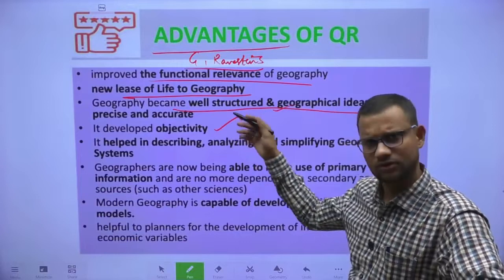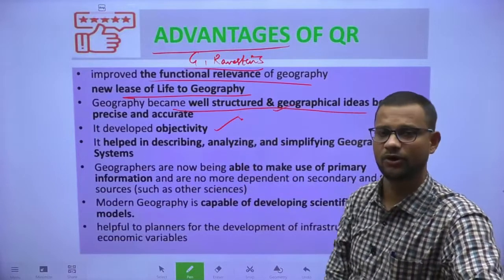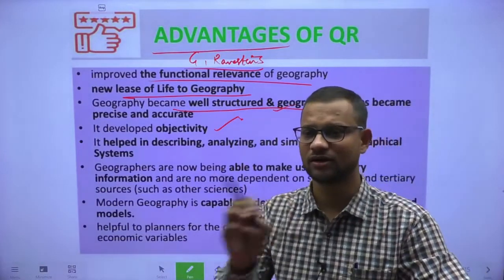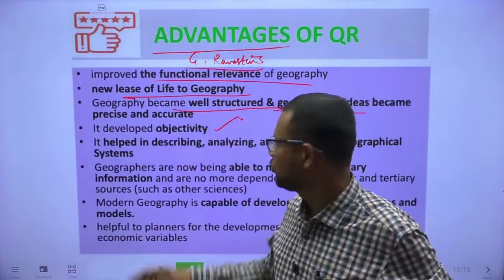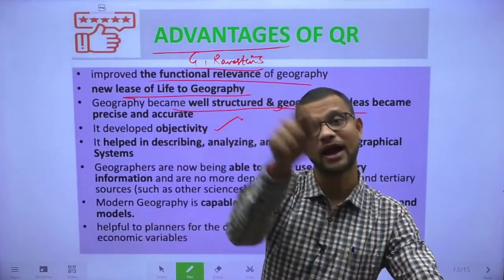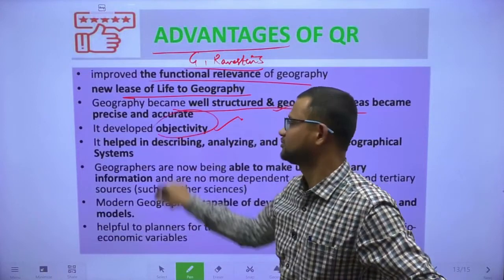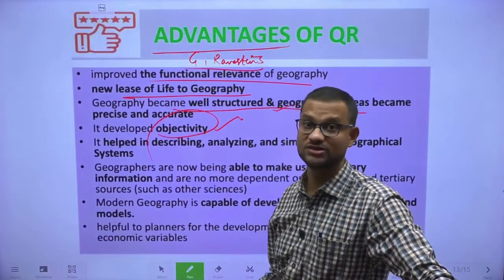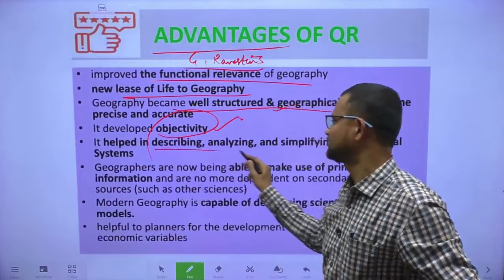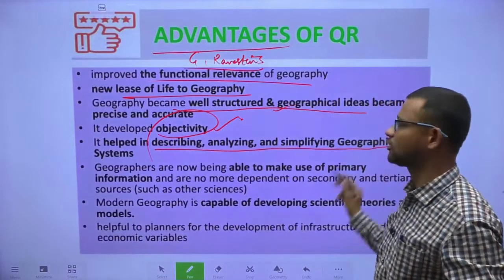Earlier geography was subjective or descriptive. It somehow needed to be studied in the classroom itself. But no, with objectivity you can apply that knowledge to the outside environment also, and that is what makes it more objective, universal, and generalized in nature. Then it helps in describing, analyzing and simplifying the geographical systems.